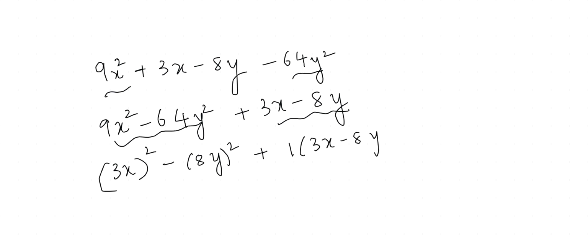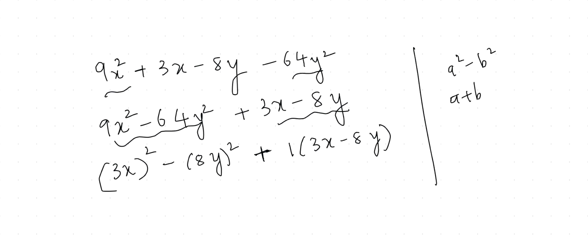So 1 is such a versatile number. See, it is helpful here because in factorization, it will help you to break it up into factors. So 1 is a factor of every number. So we know that. Now look at this: 3x square minus 8y square. What is a square minus b square? a plus b into a minus b.